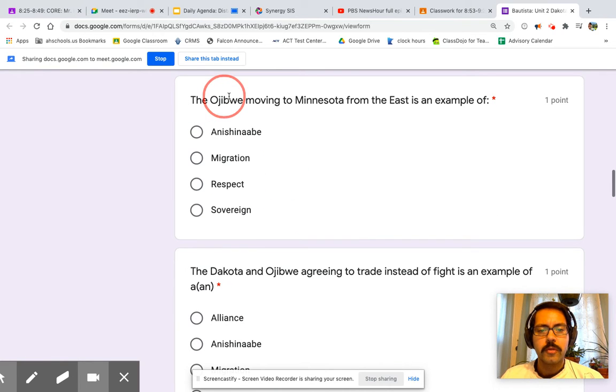The Ojibwe moving to Minnesota from the east is an example of Anishinaabe, migration, respect, or sovereign.